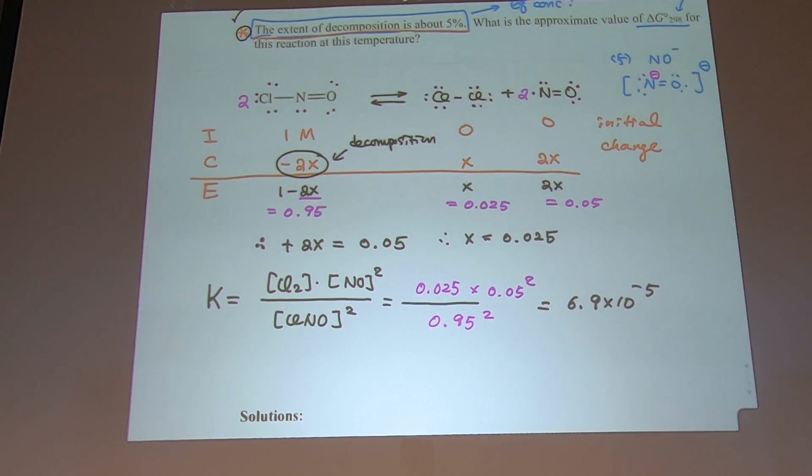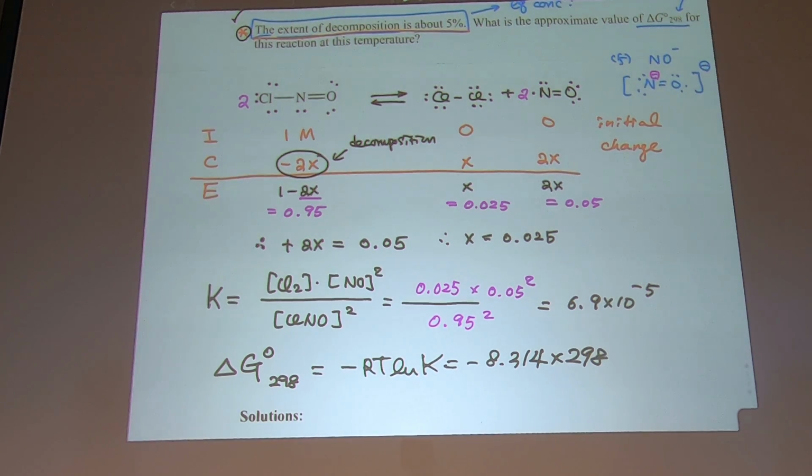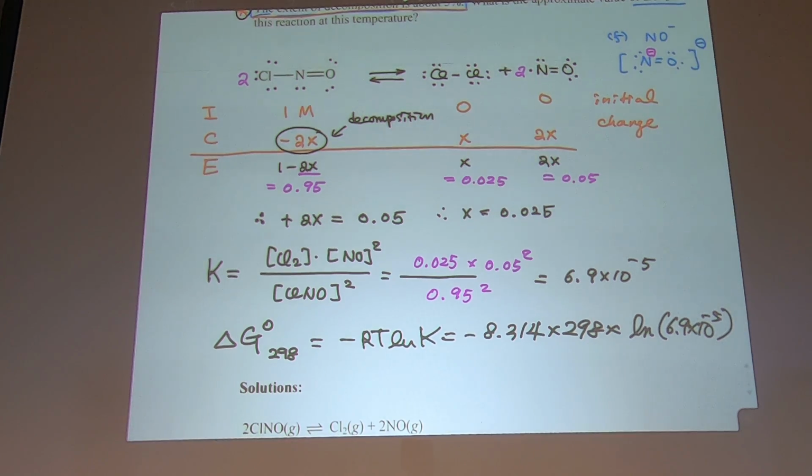Then they want to calculate delta G naught at 298 Kelvin, which is minus RT ln K. Once again, 8.314 times 298 times the natural log of 6.9 times 10 to the minus 5. And this is 23,700, so 23.7 kilojoules.